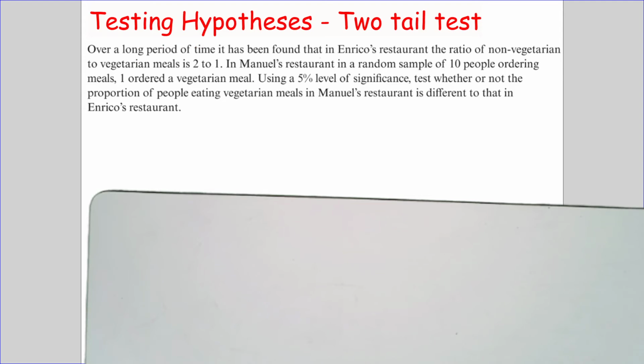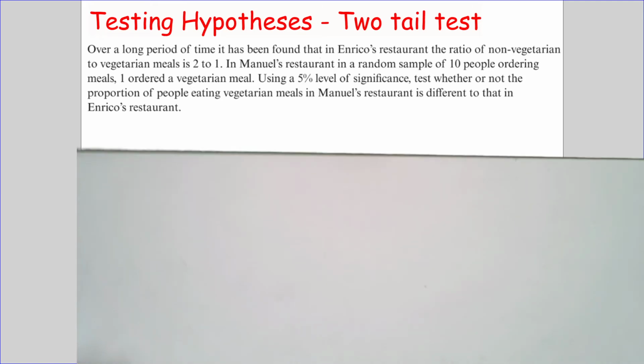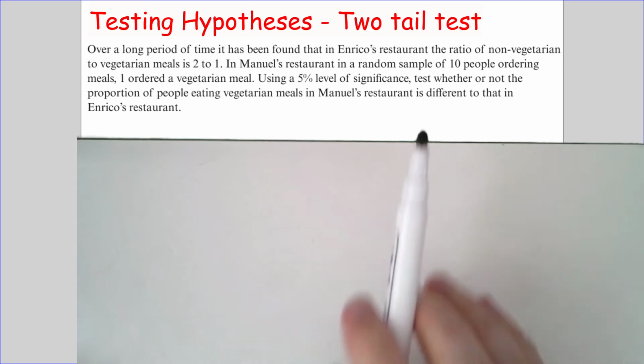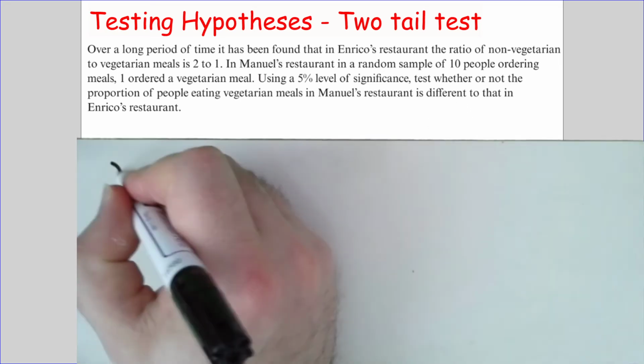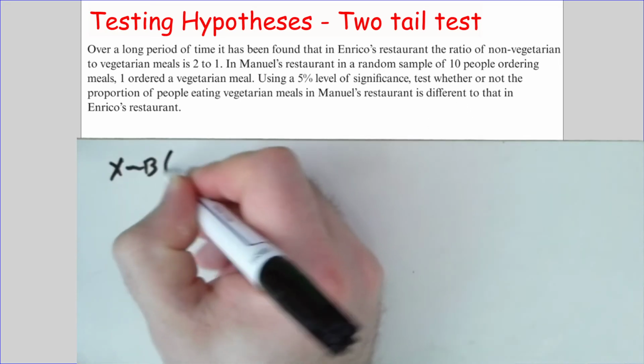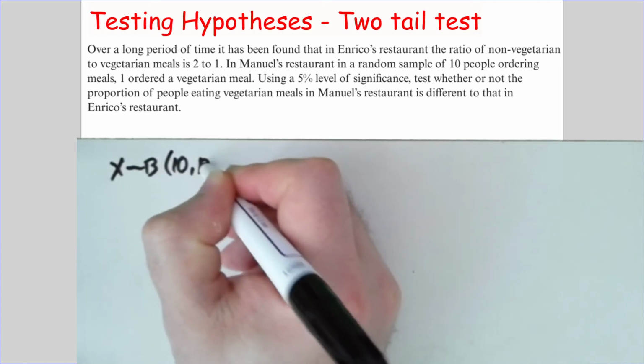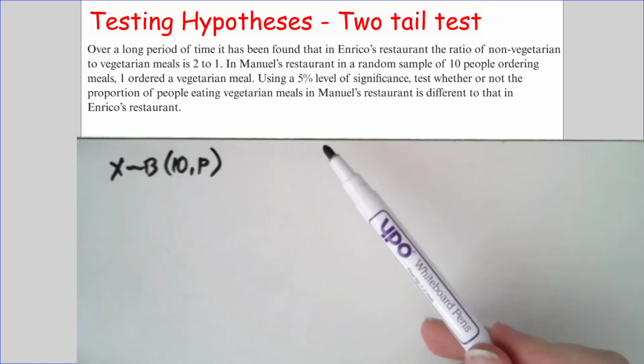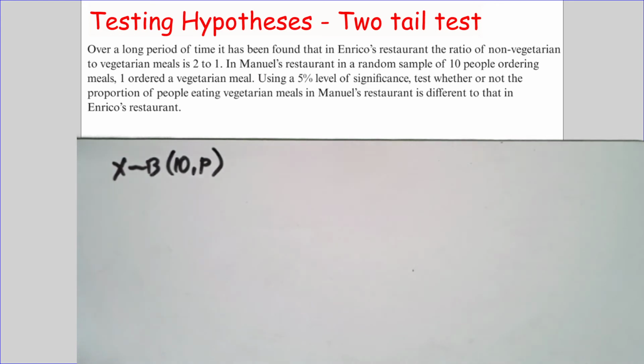Okay, the other part of this exercise asks us to do two-tail tests. So we're going to have a go at this. It's exactly the same, except when we come to do tails, we're going to have to look at two different tails to see which one we think might be correct. So we've got 10 people here, so we're going to be using x as a binomial 10, p.